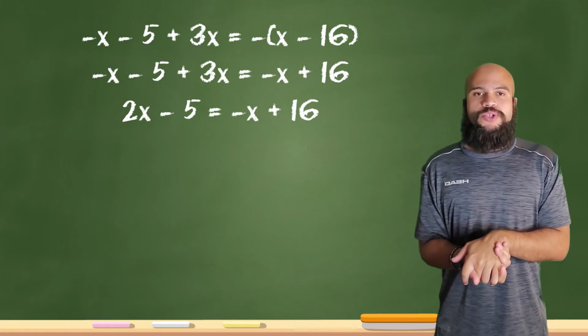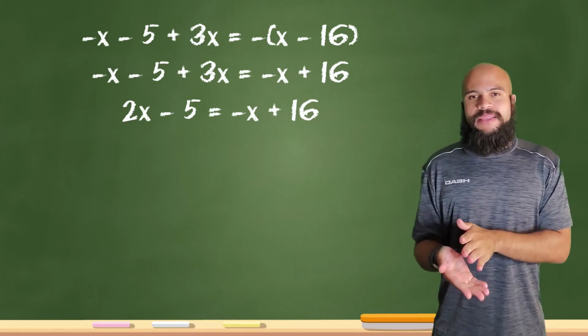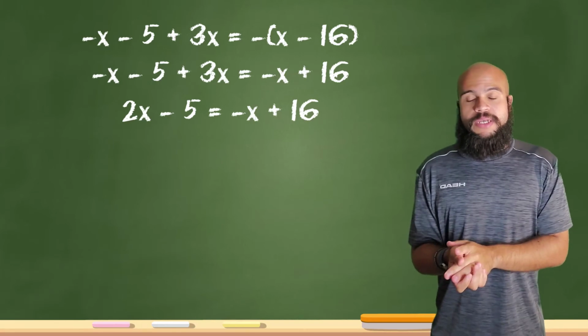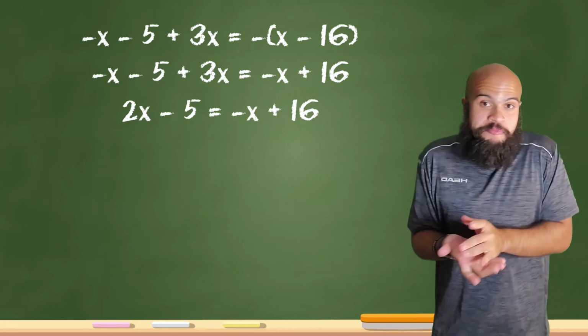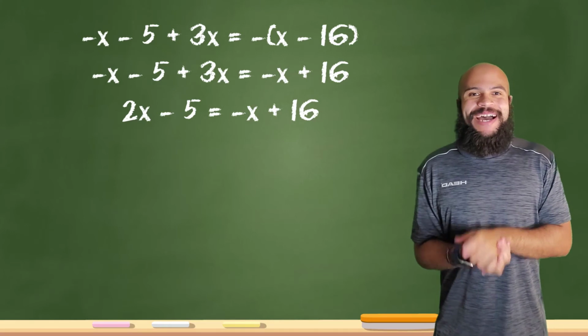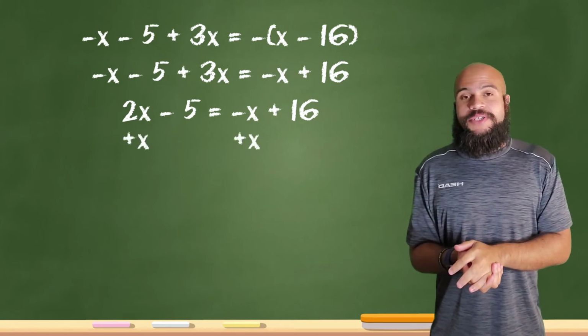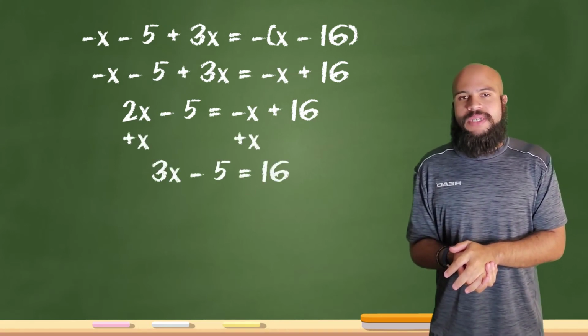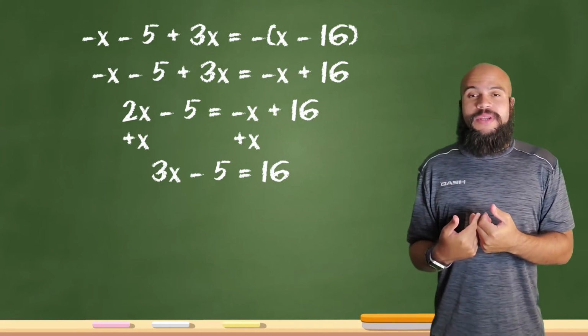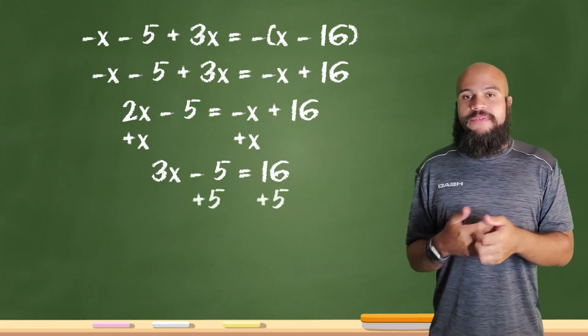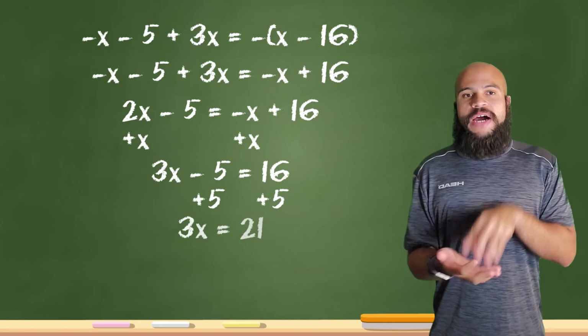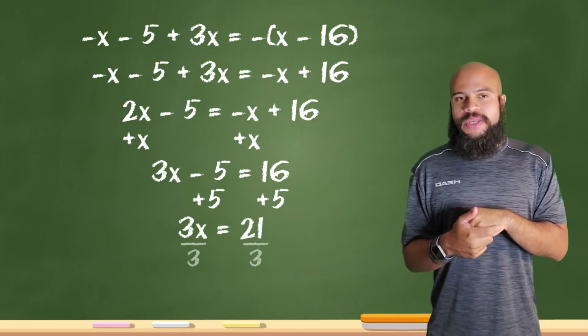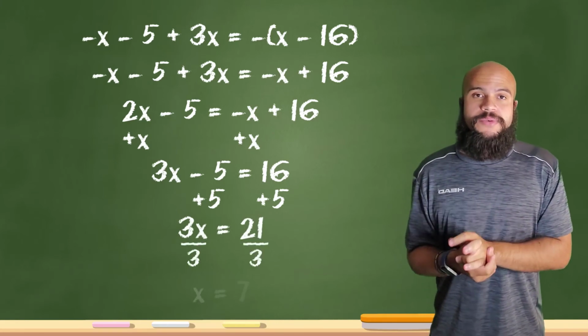I can now move on to using inverses, and I'm going to make the left side of my equation my variable side because I want to and I decided to. Therefore, I'm going to add x to both sides, resulting in an equation of 3x minus 5 equals 16. Next, I need to get rid of that -5 by adding 5 to both sides. Finally, I can divide out the coefficient of 3, leaving me with a solution of x equals 7.